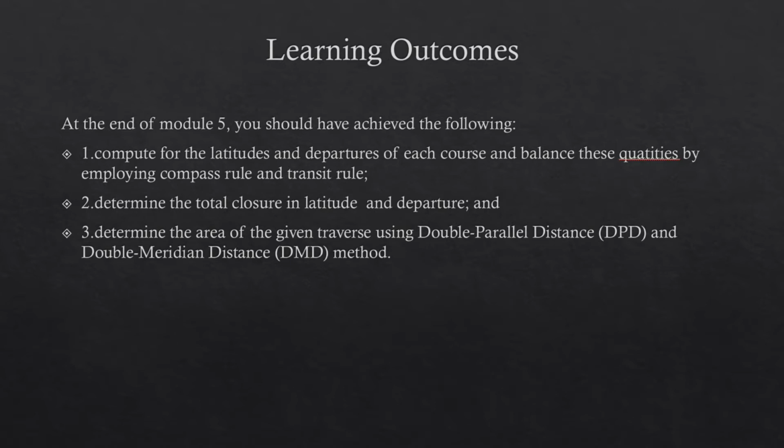Okay, so learning outcomes at the end of module 5, you should have achieved the following. First, compute for the latitude and departures of each course and balance these quantities by employing compass rule and transit rule. Okay, so determine the total closure in latitude and departure. And last, determine the area of the given traverse using double parallel distance and double meridian distance method. So, yung nabanggit na DPD saka DMD method is part ng part 3 natin, which is area computation.